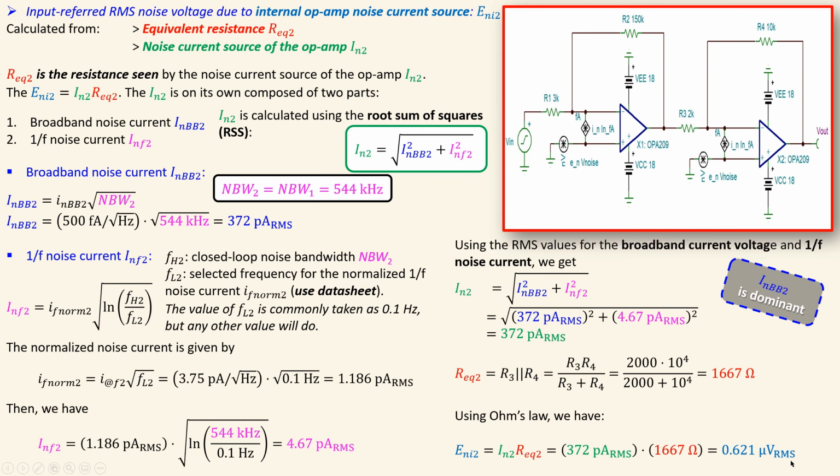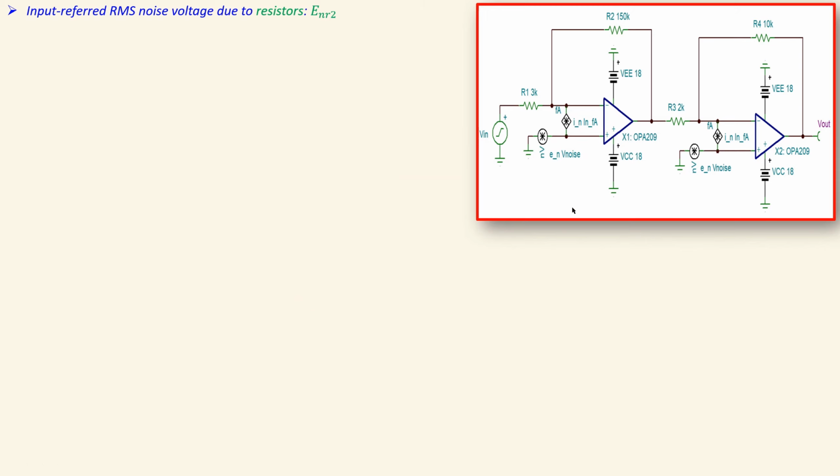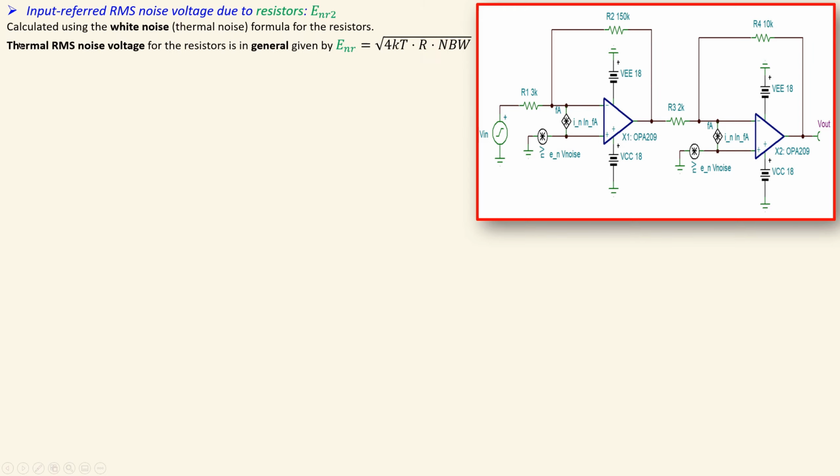So that's actually the second part for the second stage. Now we will look at the contribution due to the resistors. That's actually the final contribution. For that, of course, we use the white noise or the thermal noise formula for the resistors. So for that, we look at the thermal RMS noise voltage in this general form given by this value, which is 4kT times the R, which is just the resistor seen at this node and also at that node, times the noise bandwidth, in the square root of that. That will give you directly your value in RMS volts.